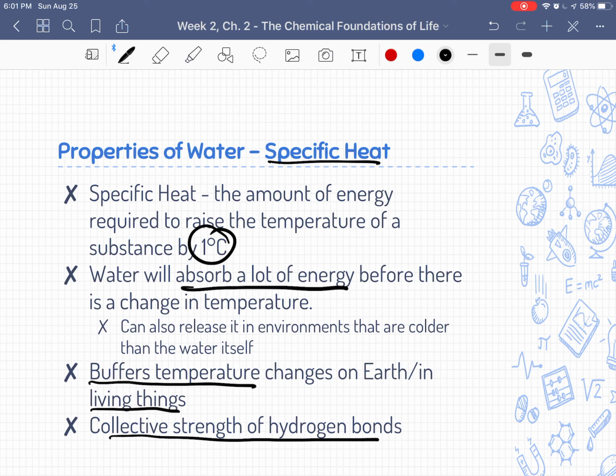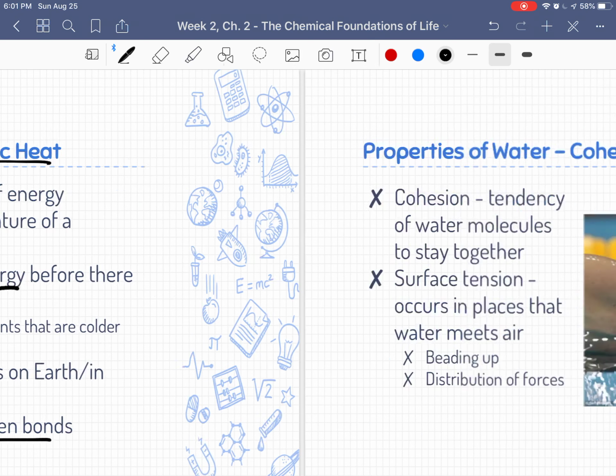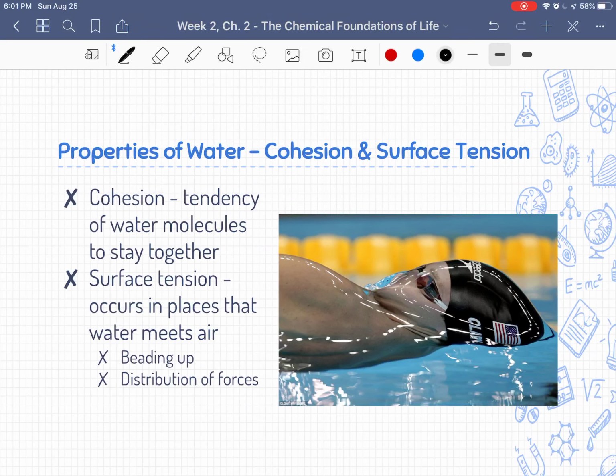And specific heat all has to do with the collective strength of hydrogen bonds. Remember, hydrogen bonds independently are very weak. They are constantly forming and breaking and reforming. But when you look at the weak hydrogen bonds collectively as a group, they hold together pretty good.